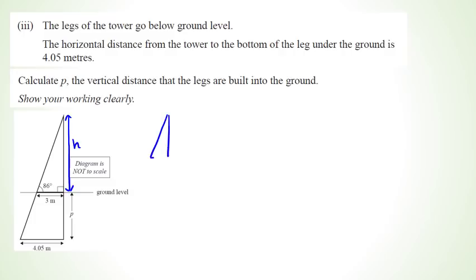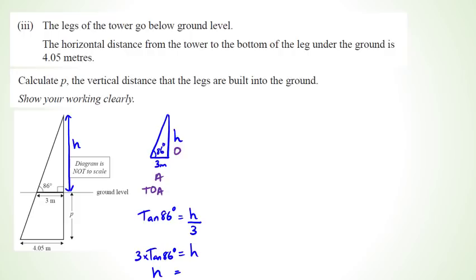If you think about it, you've got this little triangle where this is 86 degrees, this is 3 meters, and this is H. So you've got opposite and adjacent, and you've got to use the tan rule for this. Basically, tan of 86 degrees equals opposite, which is H, over adjacent, which is 3. So H is equal to 3 times tan of 86 degrees, which means H is equal to 42.9 meters, rounded up.